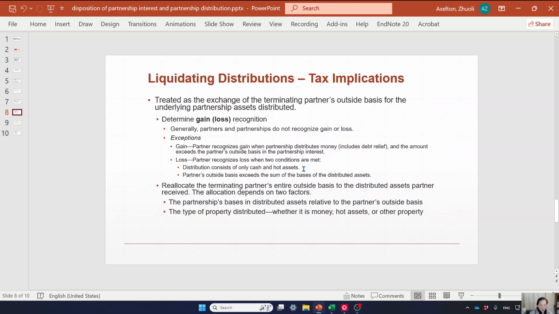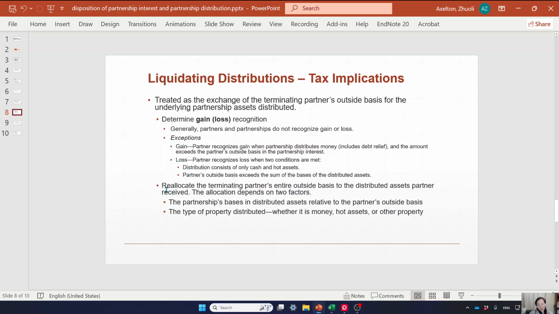So then, when there's a distribution of only cash and hot assets, and the partner's outside basis exceeds the sum of the basis of the distributed assets. And to be clear, if the partner is distributed money only, they could recognize a loss as well. But when there's cash and hot assets involved, the partner can only recognize a loss, but not a gain.